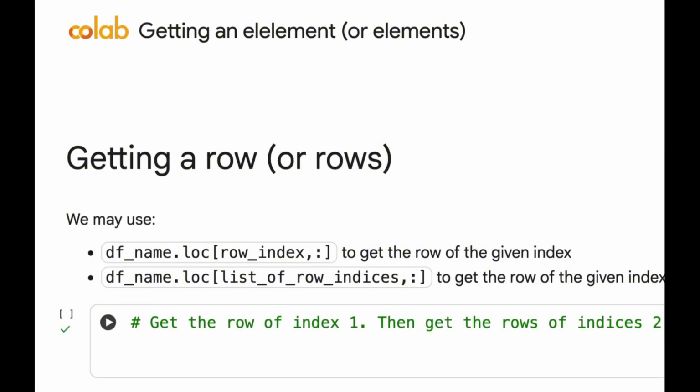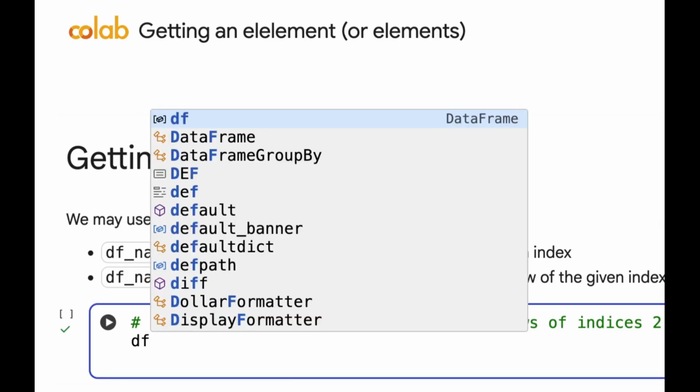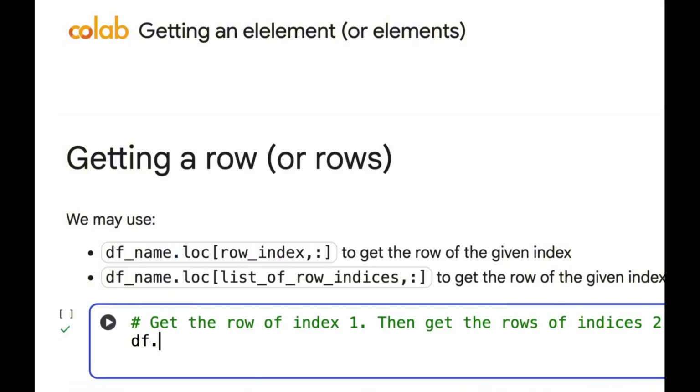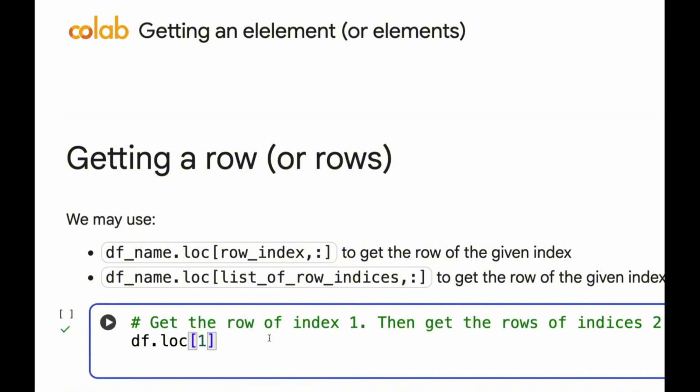Now, we want to get rows. What we did is to get elements or slicing certain rows and then certain columns out of the data frame. But let's get the rows. Right? I only want to get 1 row, or maybe get a few rows. Right? So let's start from retrieving row number 1, row of the index 1. So df, again this time we can do df.loc. And what we can do is actually just to put 1 inside the square bracket.